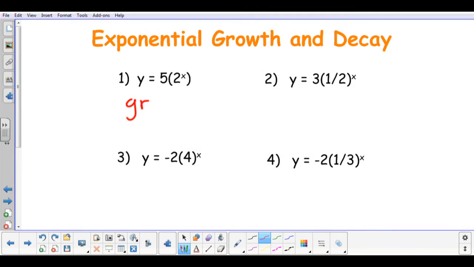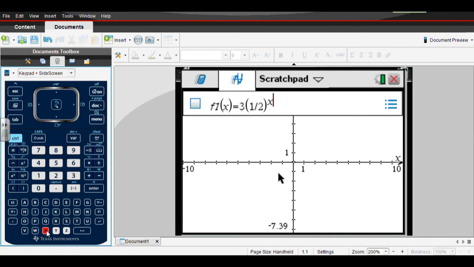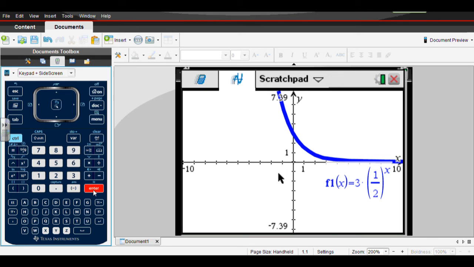In number 2, I have y equals 3 times 1/2 to the exponent of x. So I'm going to go ahead into the calculator and graph this one the same way. Here I typed in 3 times 1/2 to my exponent of x. I hit enter, and now I have my graph, and it is decreasing from left to right. So this will be a decay.